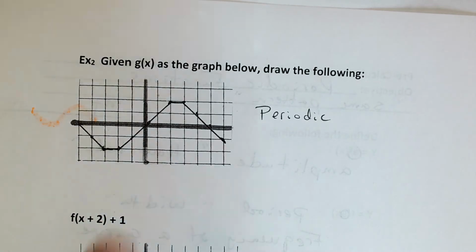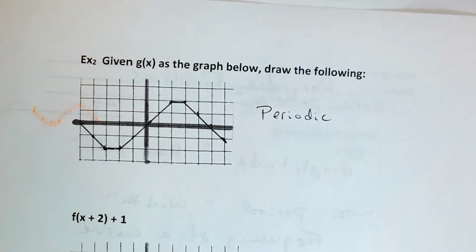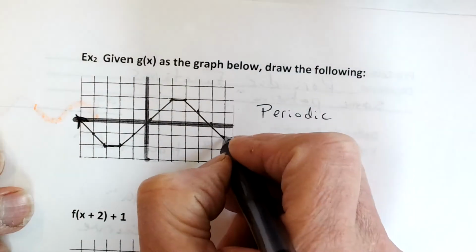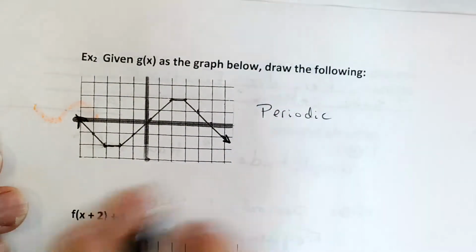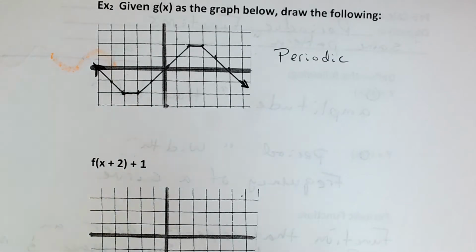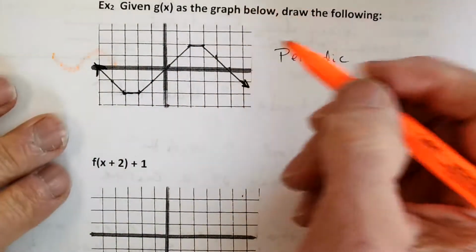Okay, draw the following. So here's my graph, and it is periodic, so what I can do is put my little arrows on here because it keeps going. This is periodic. We've done this before. So here's my parent function.